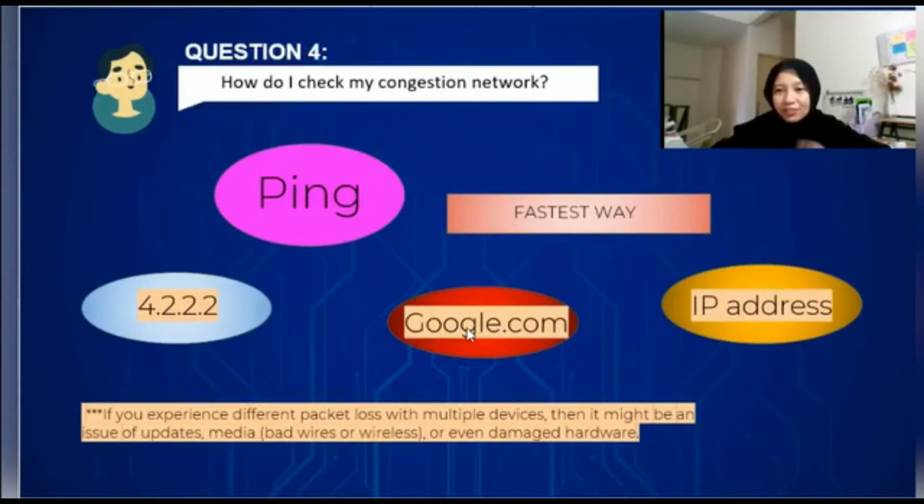Okay, just now I have shown you. Let's see the note here. If you experience different packet loss with multiple devices, then it might be an issue of updates, media, bad wires or wireless, or even damaged hardware. Also, if you are experiencing packet loss but don't know the source, try running these tests at different times of the day, in different places, and with various devices.